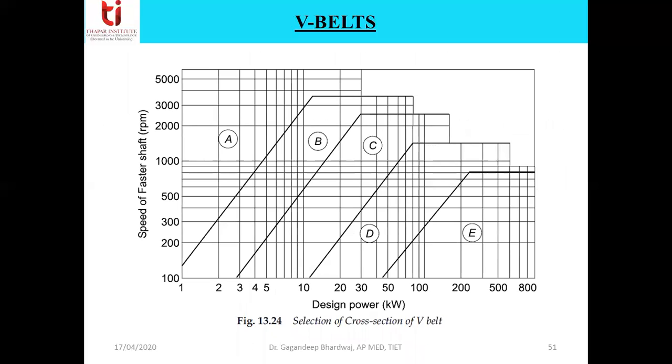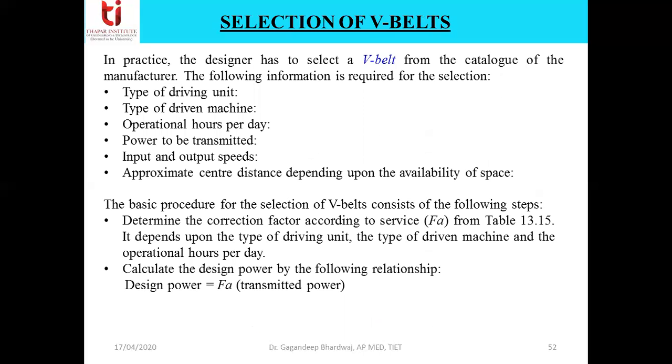Next is the selection. The first criterion is the selection of the cross section of the belt. That depends on two factors. First is the design power, and second is the speed of the faster shaft. According to that, you decide whether it is an A type, B type, or C type belt cross section. So your belt cross section is decided from the design power and speed of the faster shaft. In practice, the selection of cross section depends on two parameters: the power transmitted and the speed of the faster shaft.